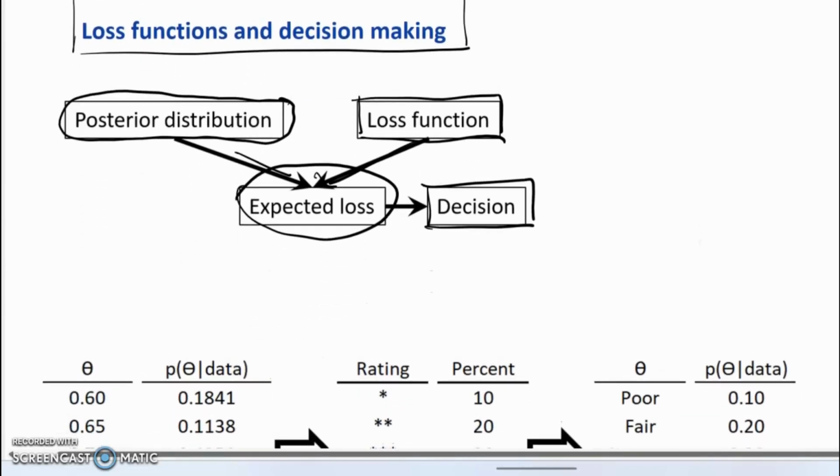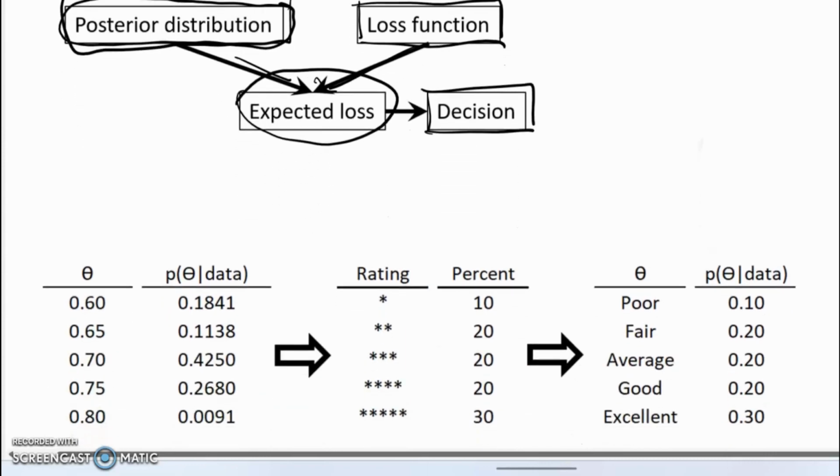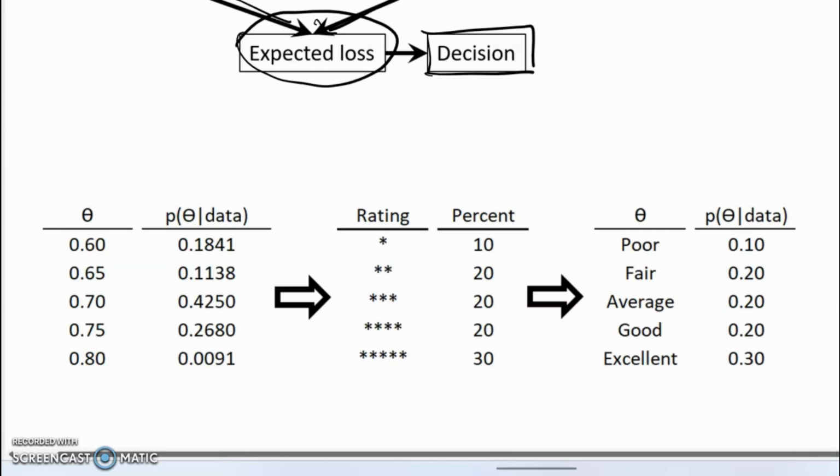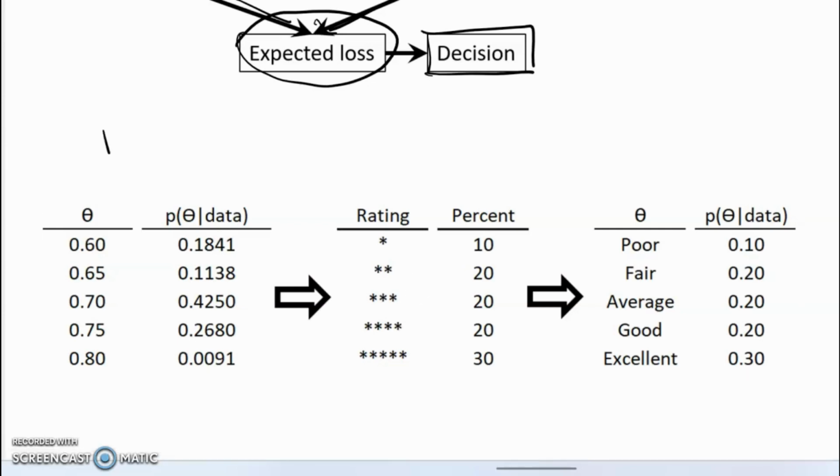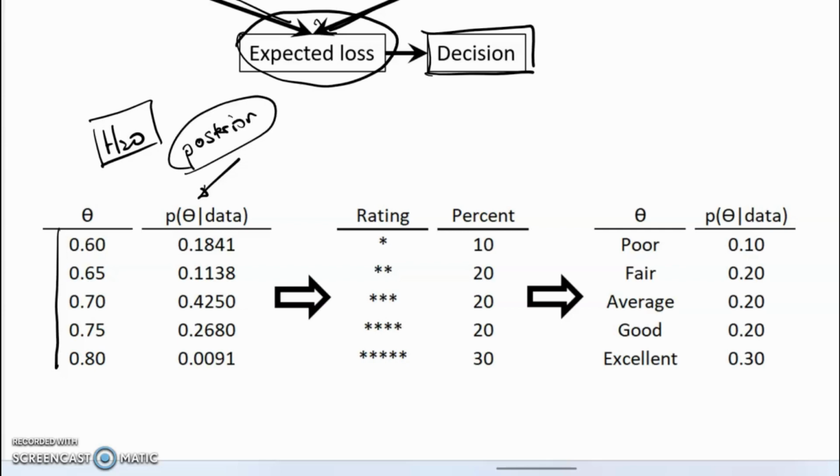So to begin, let's think about this idea of a posterior distribution. If you go back to the globe tossing experiment, we said there were 5 values for the proportion of Earth covered by water, and there they were, and there was the posterior distribution that we obtained.